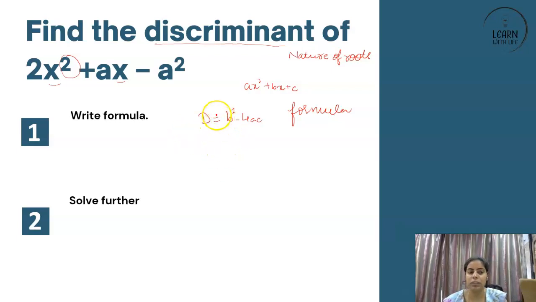Now we have to solve further. Now see, is this in the ax square plus bx plus c format? Right? So what is your a? Your a here is 2. What is your b? b is nothing but a. And what is your c? c is minus a square.